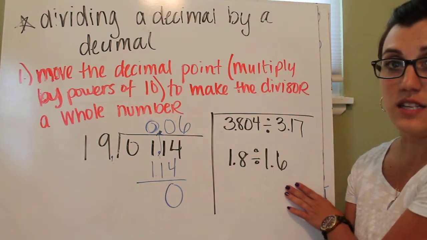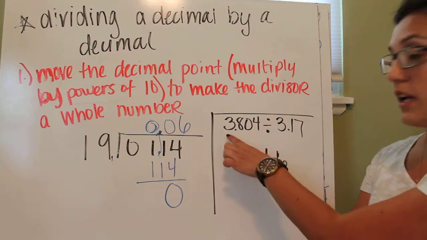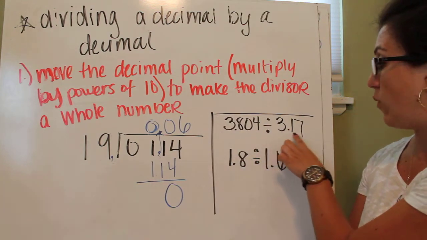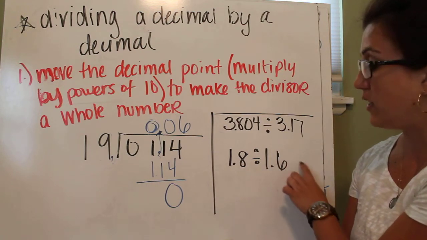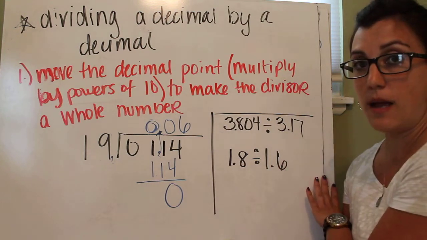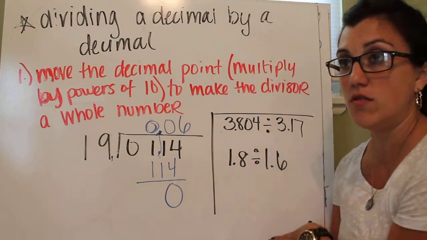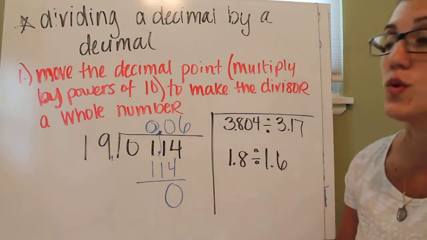I'd like you to copy these down and try them on a piece of paper. So I want you to try 3.804 divided by 3.17 and 1.8 divided by 1.6. So I want you to try those on a piece of paper. But don't forget to move your decimal places. So you can pause the video and do that now, and then hit play so you can see me go through the answer.